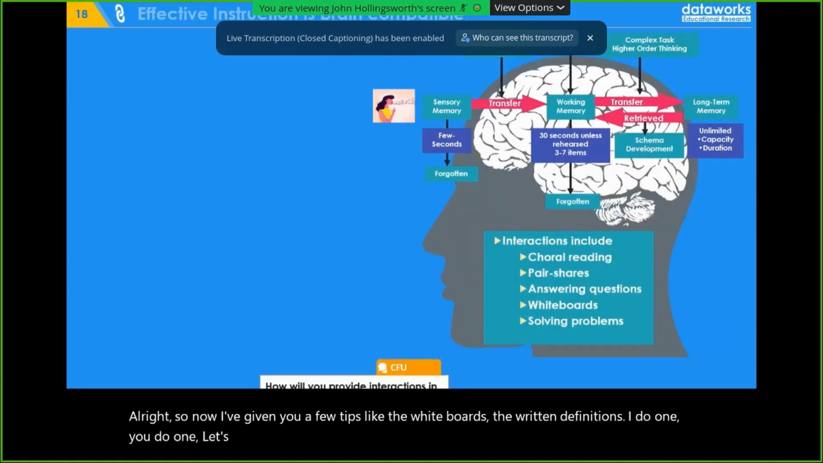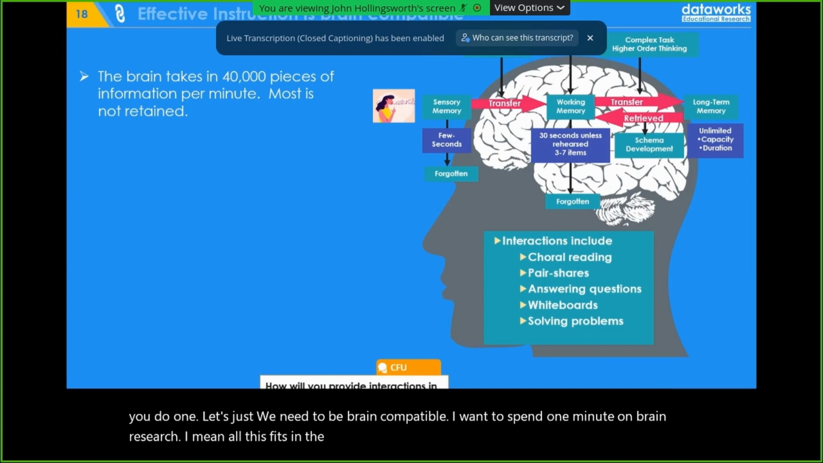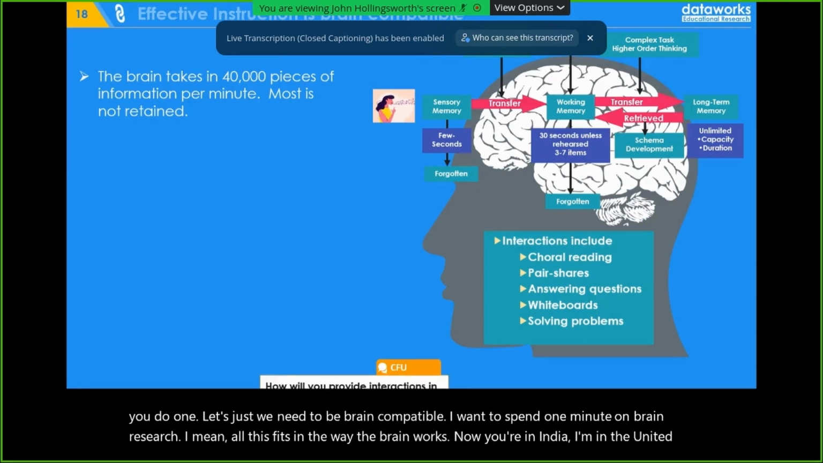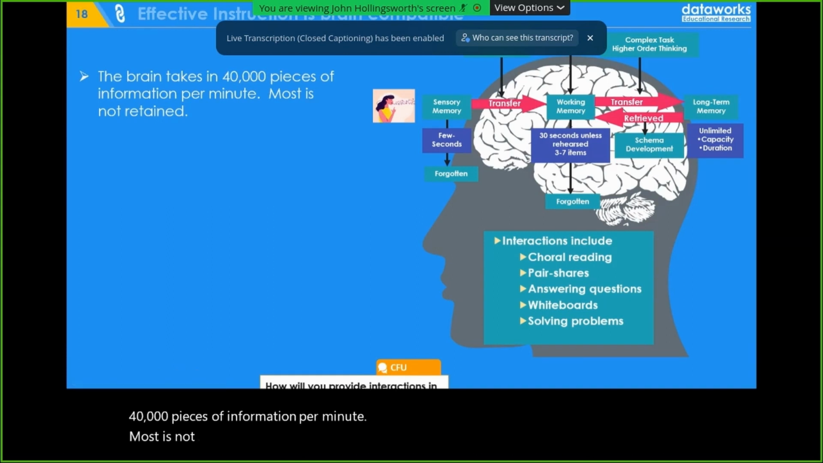I want to spend 1 minute on brain research. I mean, all this fits in the way the brain works. Now, you're in India, I'm in the United States, I've been in Australia. The brain works the same every place. Probably for thousands of years, it's hardly changed at all. So let's look at a little bit of brain research.